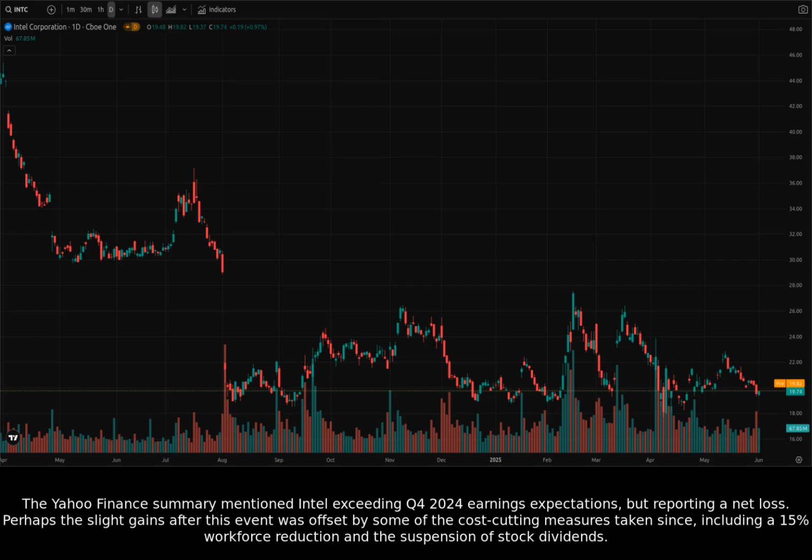The Yahoo Finance summary mentioned Intel exceeding Q4 2024 earnings expectations, but reporting a net loss. Perhaps the slight gains after this event were offset by some of the cost-cutting measures taken since, including a 15% workforce reduction and the suspension of stock dividends.